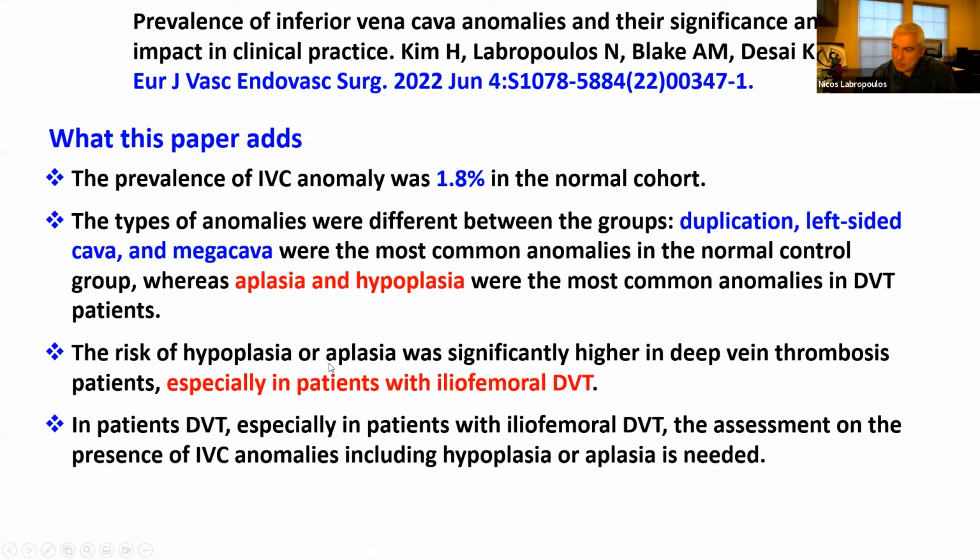The risk of hypoplasia or aplasia was significantly higher in deep vein thrombosis patients, especially in patients with iliofemoral DVT. Therefore, if you find young people with iliofemoral DVT, it's very important to assess the inferior vena cava, because eventually you may have to treat these patients, and even a hypoplastic vena cava can be dilated properly, and a stent can be placed.